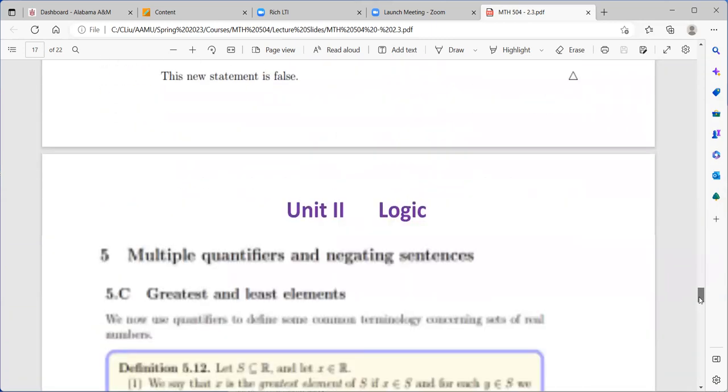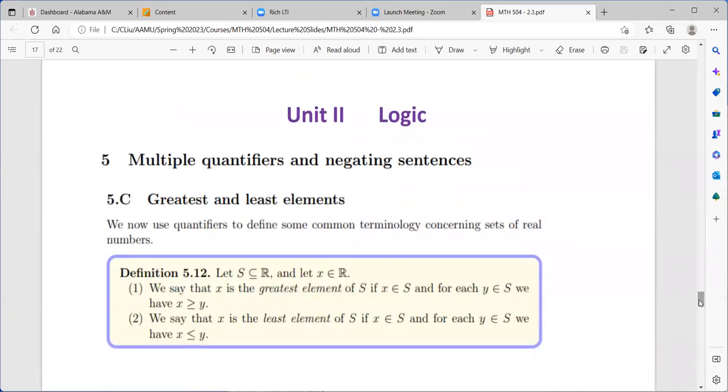Okay, I guess we're gonna stop here today and finish this section next time, next Monday. Any questions about these quantifiers and negations?